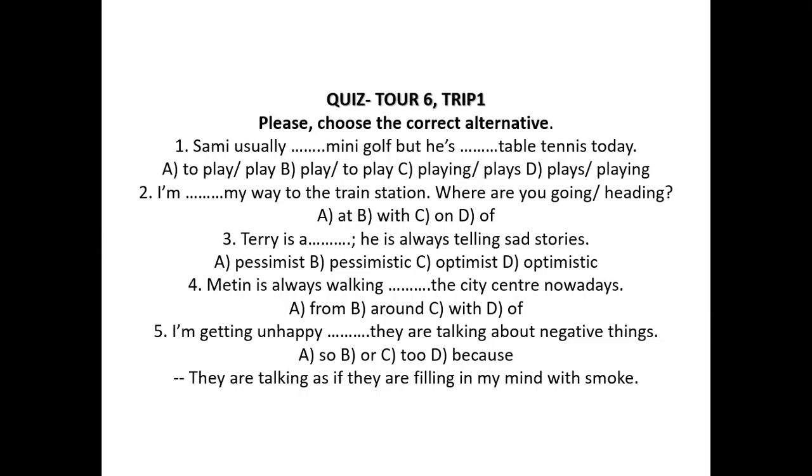Terry is a blank. He is always telling sad stories. Yes. But which one? Which is noun? Which is adjective? Pessimistic is adjective. Pessimist is the noun. Because there is A, we should choose the noun. Pessimist. A. Terry is a pessimist. He is always telling sad stories. Metin is always walking blank the city center nowadays. Yes, Metin is always walking around or about. Walk around, run around, drive around, ride around. Yes, maybe fly around in a helicopter.